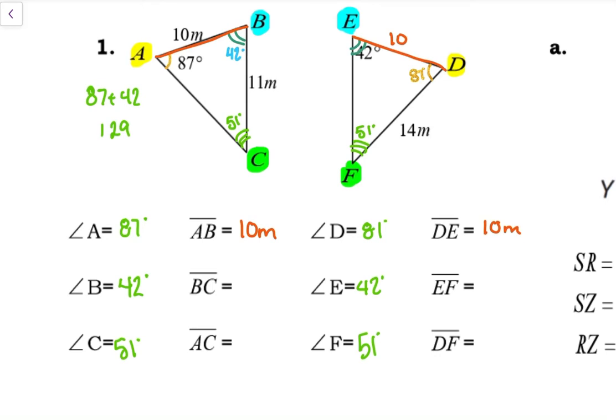The next one I'm going to do is BC, which goes from blue to green. So I'm going to find my other side that goes from blue to green. That'll be the same. So they're also going to be both 11 meters. And the last one is going to be from yellow to green, and that is AC and DF. And this one is 14, so this one's going to be 14. So 14 and 14.